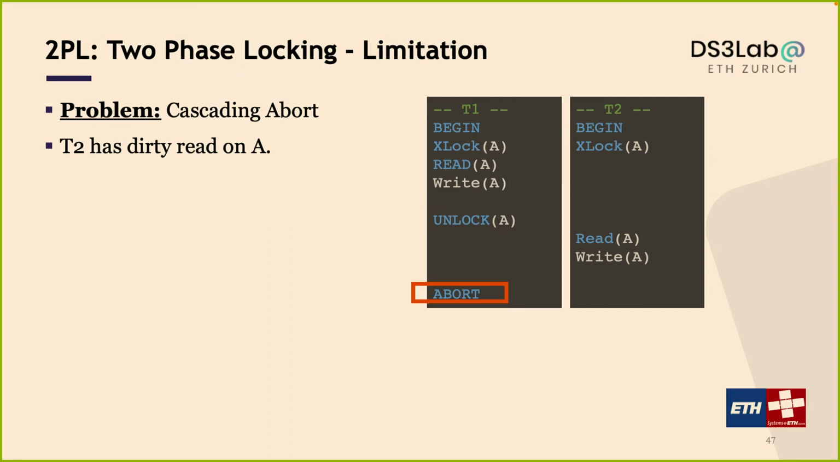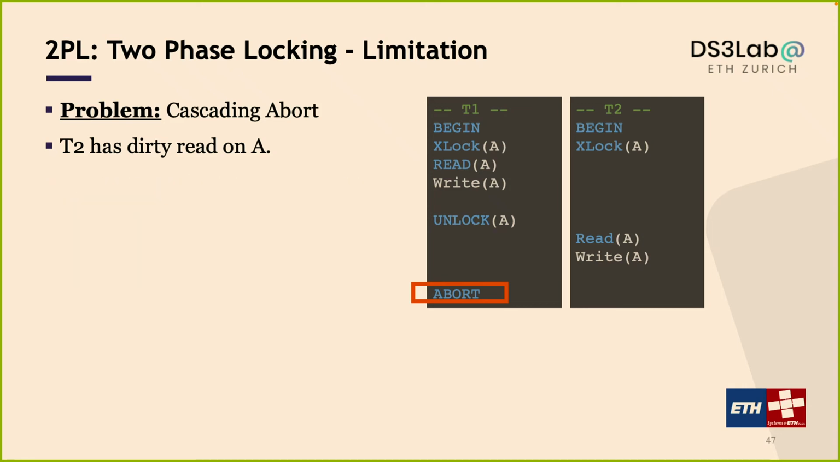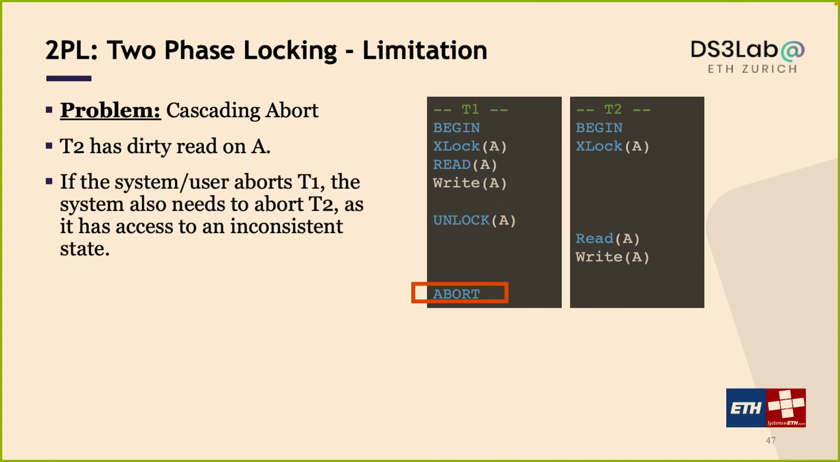But because I roll back T1, T2 is actually reading something that doesn't really exist. Because T2 is reading the result from T1. In this case, if I abort T1, I also need to abort T2, because T2 relies on a wrong result, like on a wrong value of the objects. Okay? So that could cause problems.